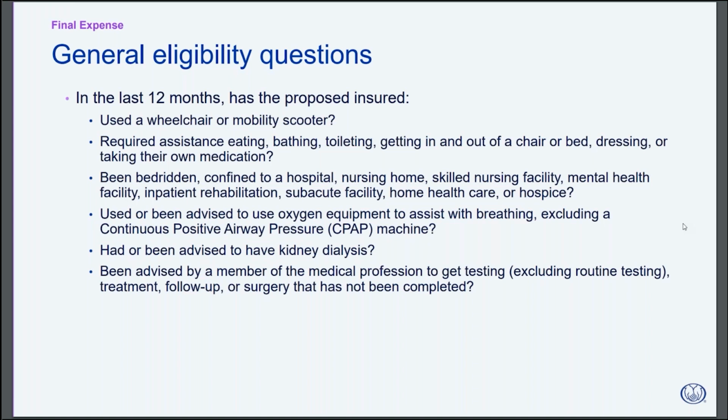In the past 12 months, has the proposed insured used a wheelchair or mobility scooter, required assistance in eating, bathing, toileting, and getting in and out of a chair, been bedridden, confined to a hospital, nursing home, or skilled nursing facility, used or been advised to use oxygen equipment, had or been advised to have kidney dialysis, or been advised by a member of a medical profession to get tested, treatment, follow-up, or surgery that has not been completed? So again, guys, these are going to be the questions that you're going to go through.